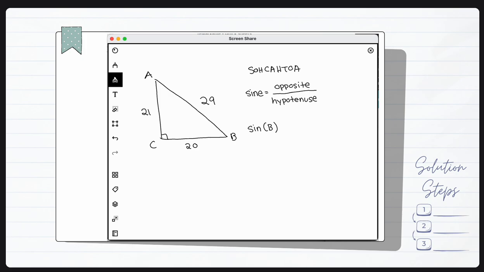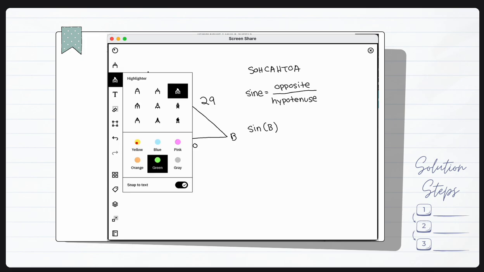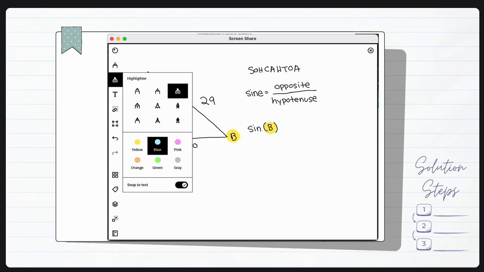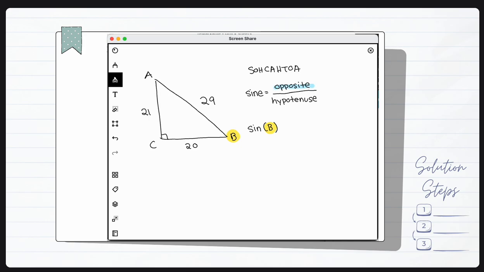So sine B, let's highlight our angle. That's our angle. B is our angle. And we need to find the opposite side. That opposite side is going to be directly opposite this angle B. So we're going to say that sine B equals, the opposite side is the number 21 over hypotenuse.